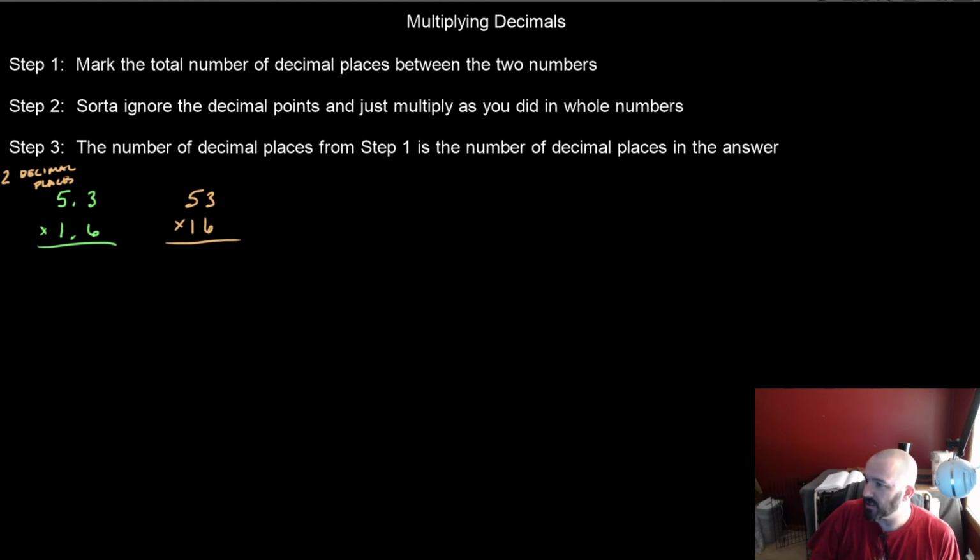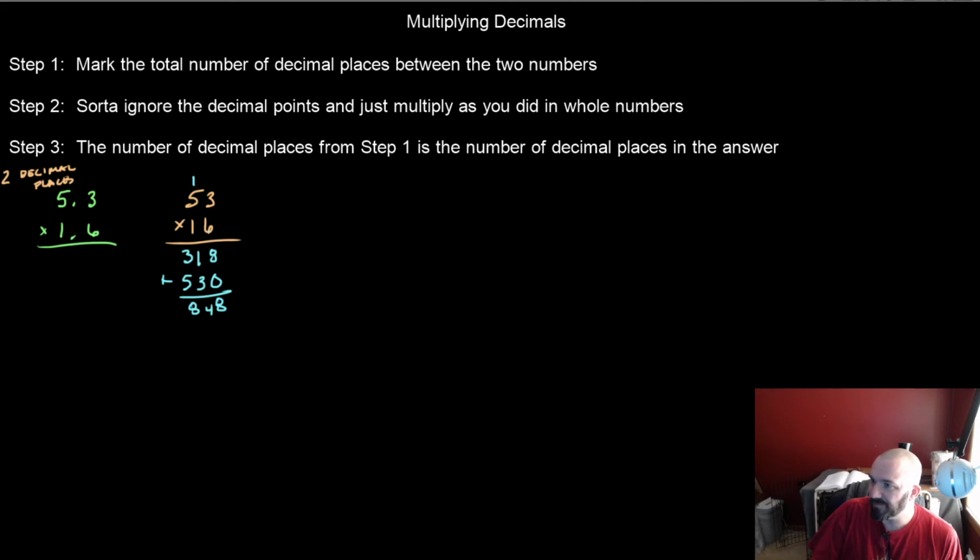Let's see. Starting with the 3 and the 6, we get 18. 6 times 5 is 30, plus 1 is 31. Bring down a 0, or an x, if you would. And then 1 times anything is that anything, so this is just going to be 53. And then I add them together. Adding them down the way here, I get 8 and 4 and 8.